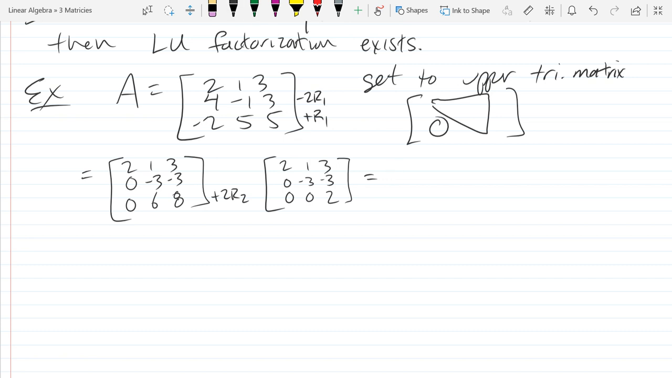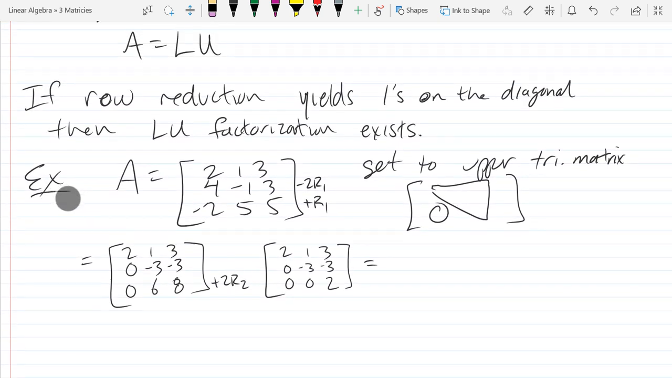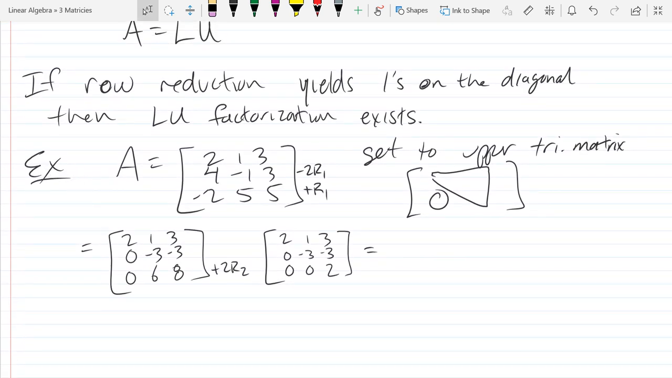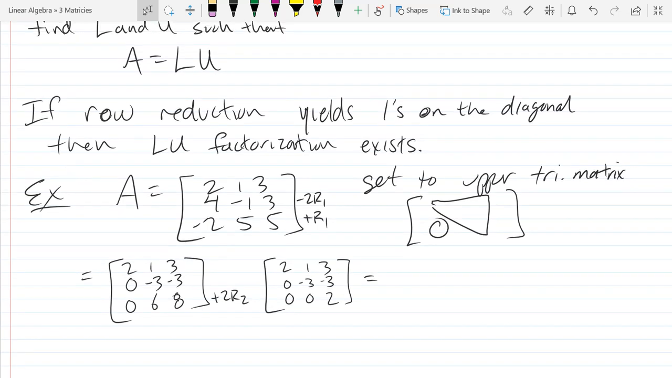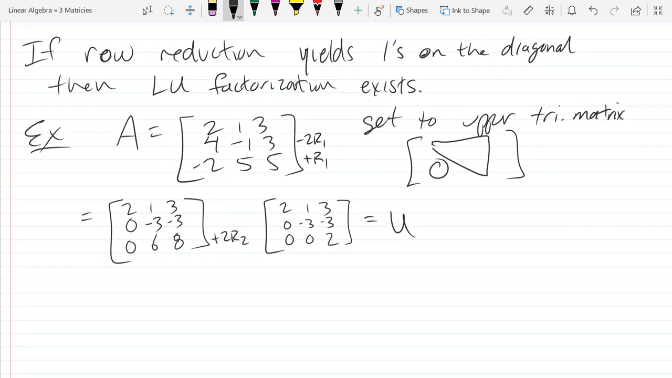Actually, we can use the right letter for it. This matrix right here, is this an upper triangle matrix? Yep, so we'll call this U for the upper triangle matrix. Now the question is, how do I get L? Wouldn't it be great if we can divide?